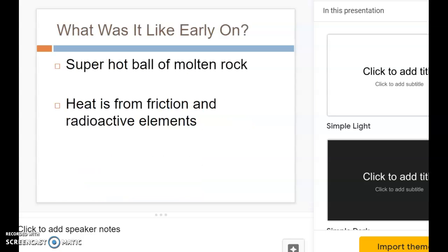So what was the Earth like early on? When the universe began, the Earth was a super hot ball of molten rock. You know how hot pizza is when you eat it and it's too hot in your mouth? That's not even anything compared to rock that's melted. That's super duper hot. So it was a really hot molten ball of rock. The heat was from the friction of all the molecules and radioactive elements and just explosions. So that's what the Earth looked like. It was molten. It was liquid, a spinning hot liquid ball.